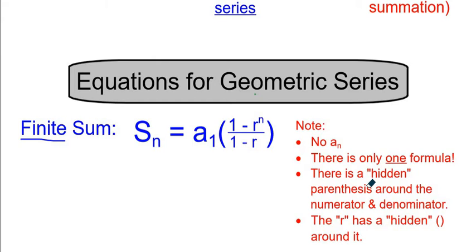There is a hidden parentheses around the numerator and denominator, so it's very important to understand, especially when you're typing this into calculators, that there's actually a parentheses here and down here, which we learned when we did rational functions. The r also has a hidden parentheses if it's negative or a fraction, and that's really going to matter. So we really need to make sure we also encapsulate this in a parentheses if it's ever something that isn't just an integer.